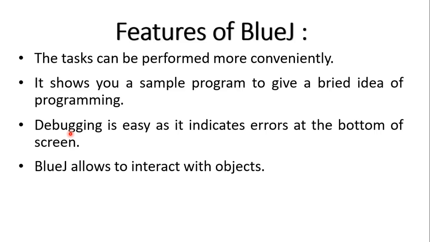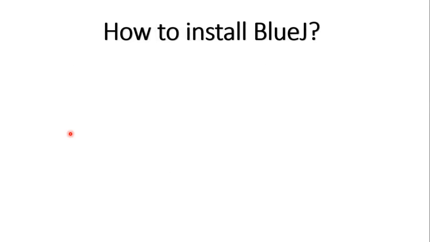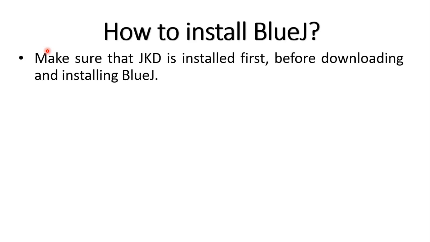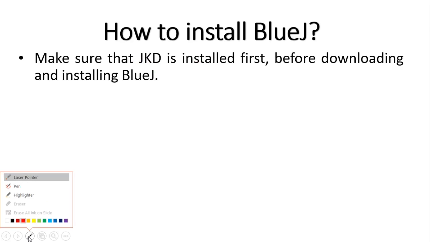Okay, so BlueJ allows you to interact with objects. We learned that Java is an object-oriented programming language. Same is true of BlueJ. This also is an object-oriented programming language, OOP. And so BlueJ allows you to interact with different objects. Now let's come to this point, how to install BlueJ. Like we learned, it's free software, so you can download it from its official site. And before you download it, make sure that JDK, okay, this is actually JDK, not JKD.